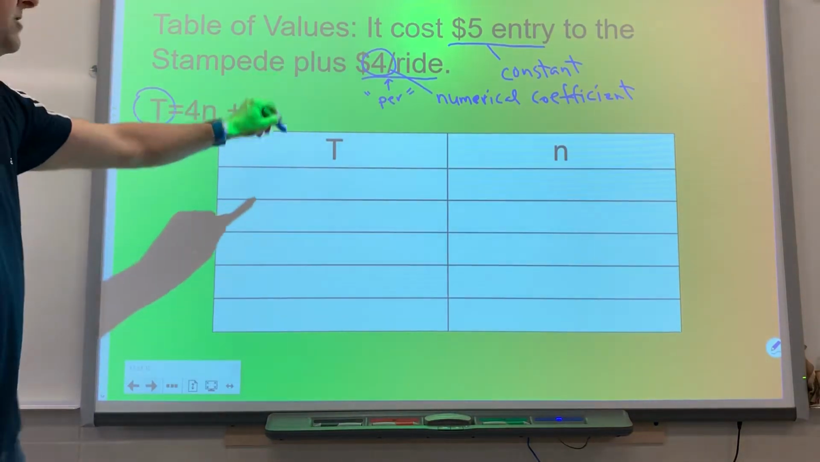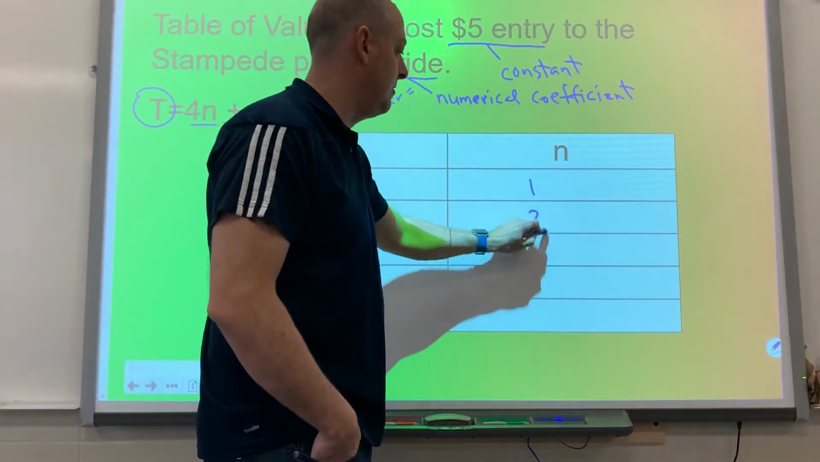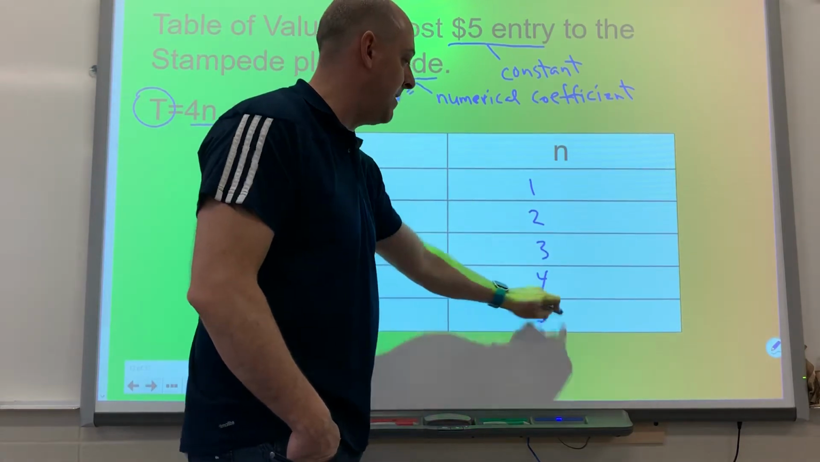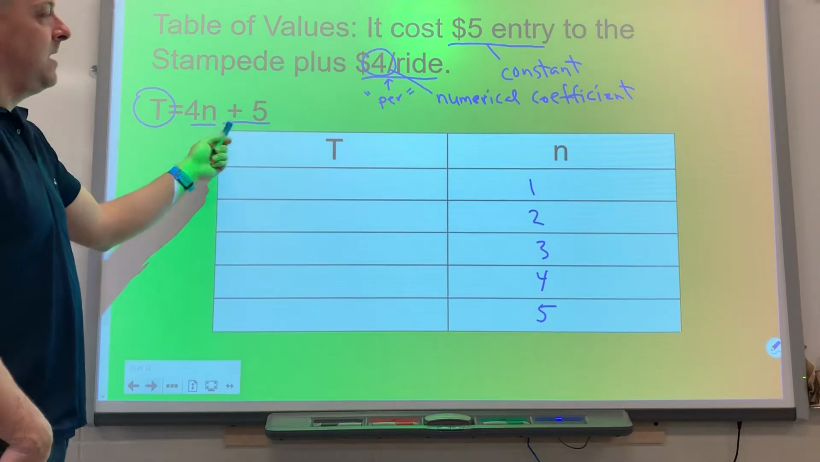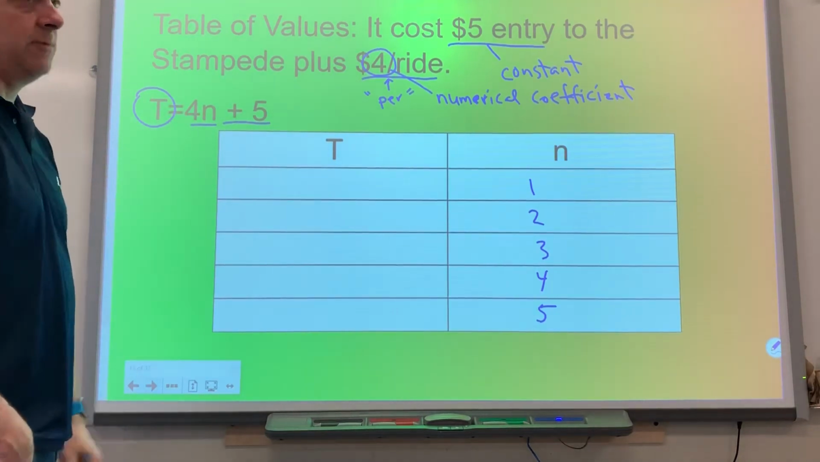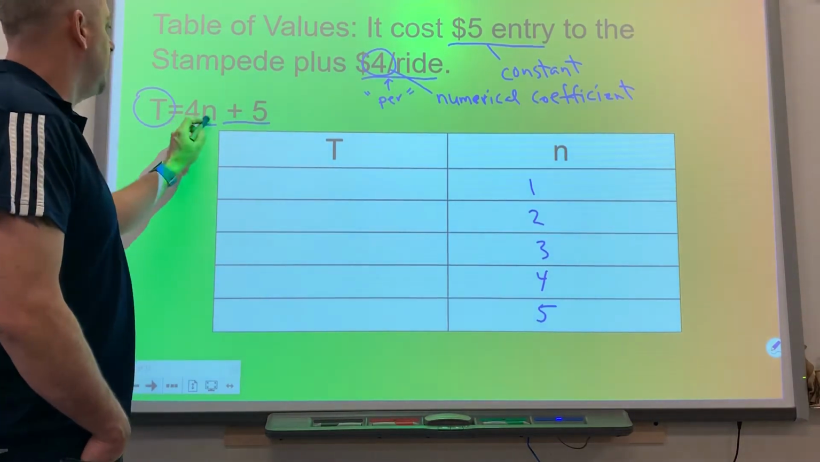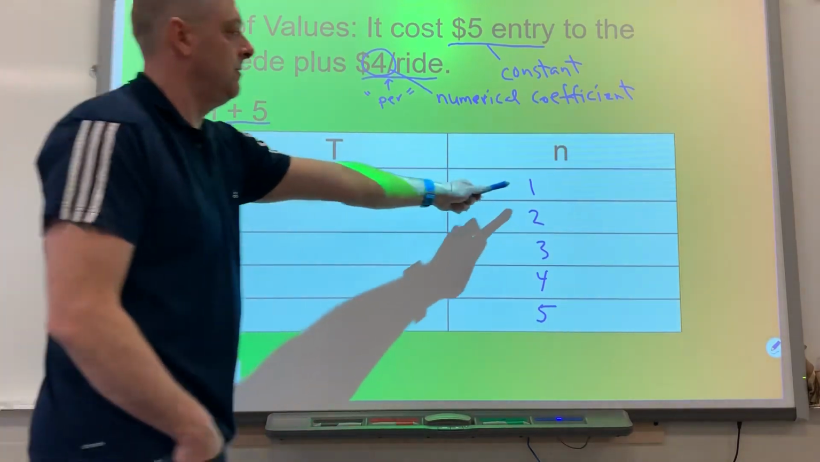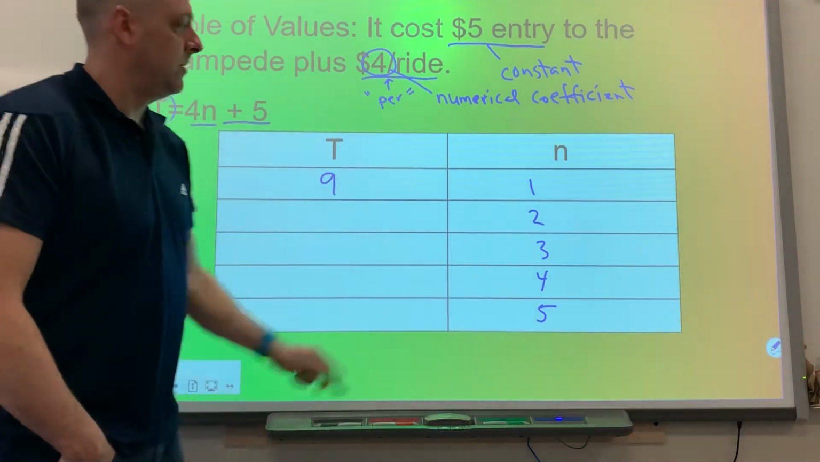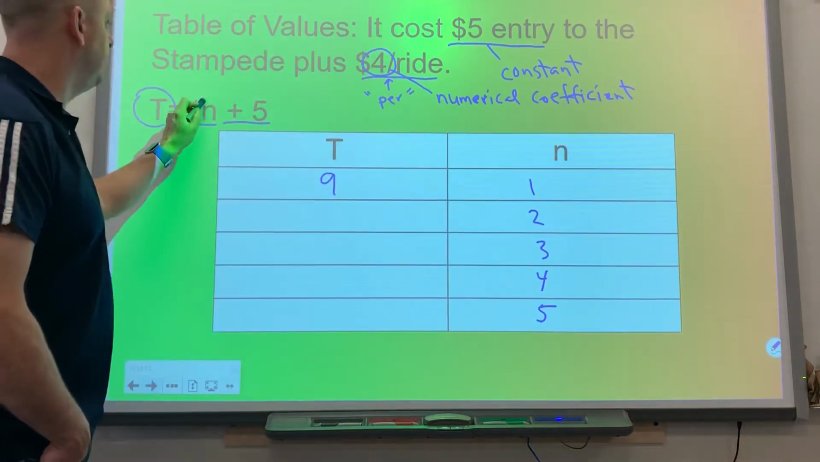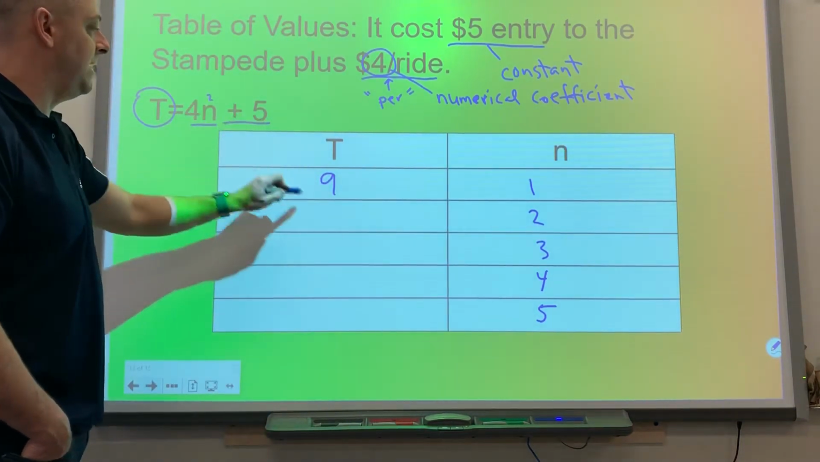Well, how many rides did you go on? Well, what if I went on 1 ride, 2 rides, 3 rides, 4 rides, 5 rides? Then I can put that into the number here and come up with an output for how much that would cost. 4 times 1, if I'm on my first ride here, 1 ride, 4 times 1 is 4, plus 5 is 9. Go to the 2, 4 times 2 is 8, plus 5 is 13.